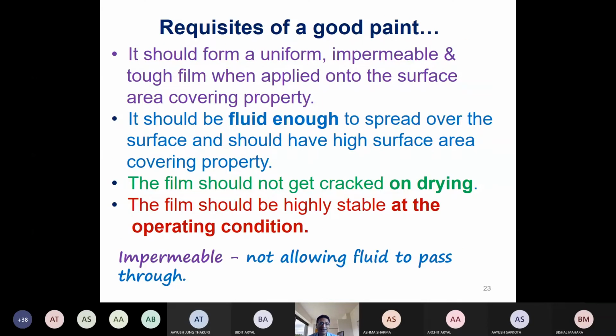And next, continued, it should form a uniform, impermeable, and tough film. When applied onto a surface, covering property, it should be fluid, liquid form, enough to spread over the surface and should have high surface area covering property. The film should not get cracked on drying. The film should be highly stable at operating condition. If paint cracks after application, it is of no use, so it should be stable.